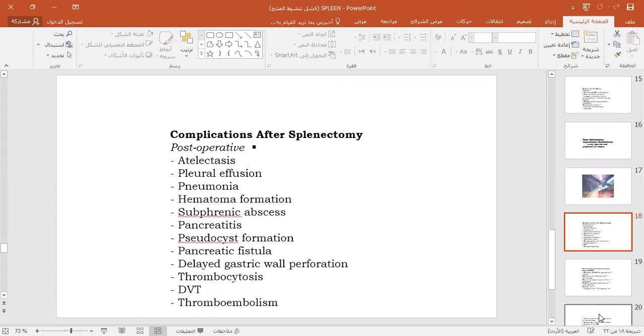Sometimes after splenectomy there may be acute gastric dilatation, from the same cause, ischemia to the gastric wall. So every patient with splenectomy should have an NG tube put in. Thrombocytosis, increased platelets. DVT after splenectomy is common. Thromboembolism and pulmonary embolism. These are complications after splenectomy.